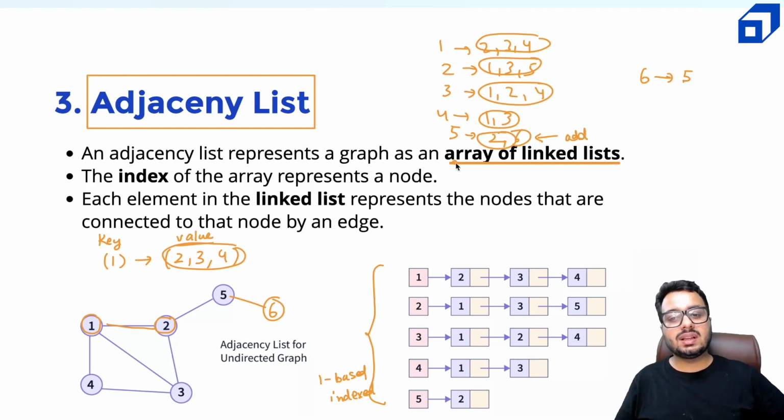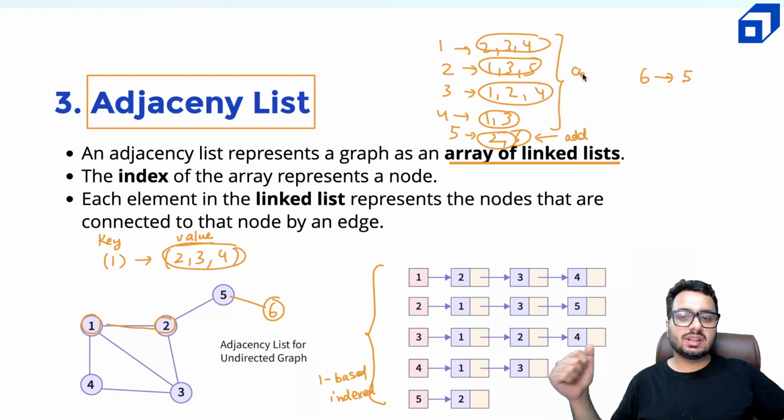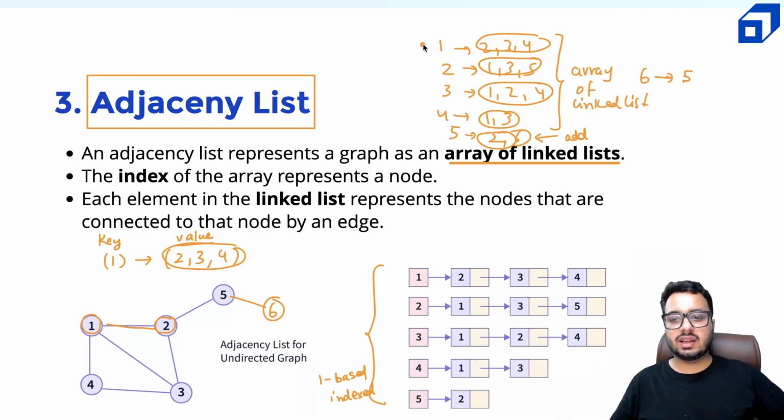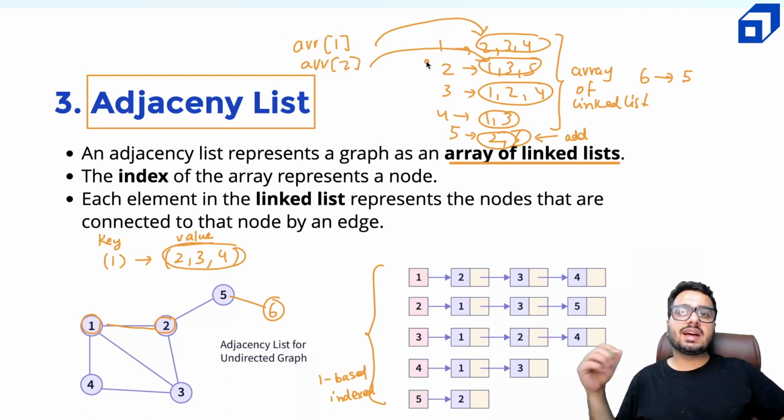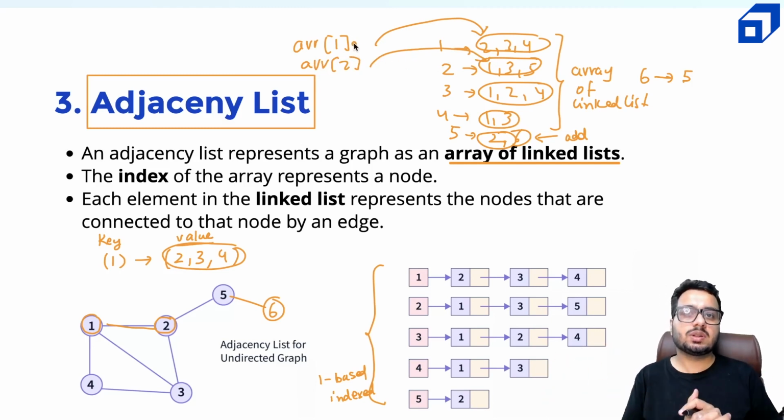But how many linked lists do we need? Do we need one linked list? No, we need an array of linked lists. So this data structure is an array of linked lists, right? Right now we are assuming one based indexing, but it will be zero based indexing. Array of one is nothing but a list. What about array of two? Array of two is also a list, and it denotes a list containing neighbors of two, right?